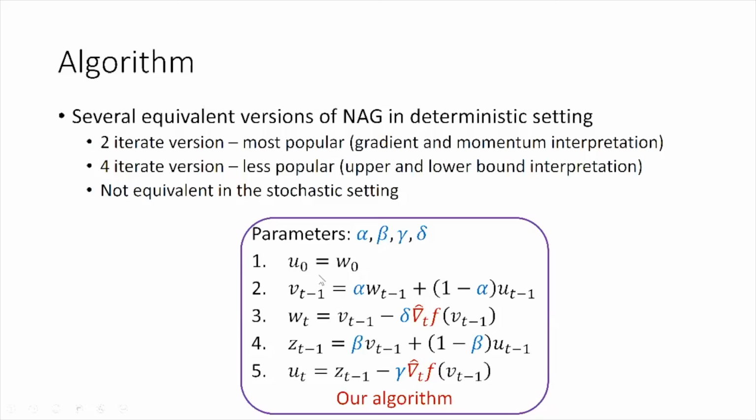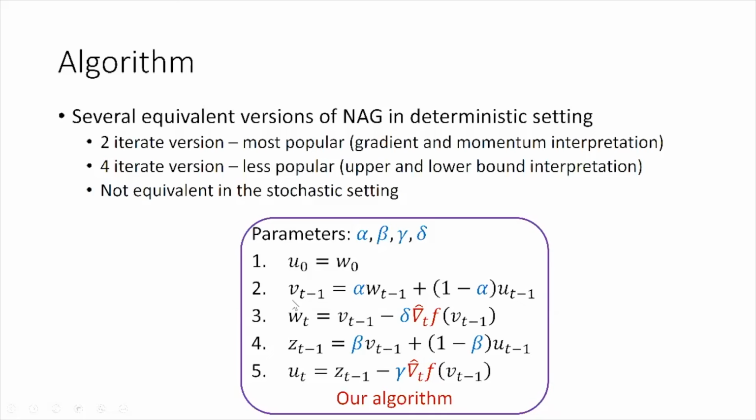We have 4 different iterates: U, V, W, and Z. And what we are doing is gradient descents at some points. So for example, Vt minus 1 is a gradient descent at Wt minus 1, but using gradient at a different point. So we do gradient descents starting from one point, but using gradients of a different point. Sorry.